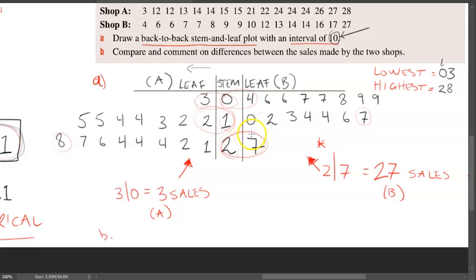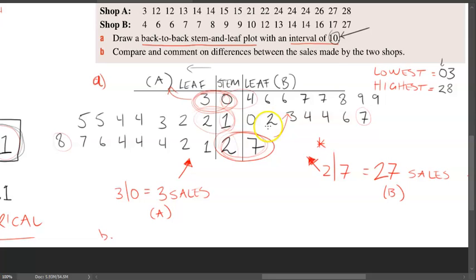You could also talk about the skewness, where both sales are skewed, and that's specifically because of both of them having these outliers, one having a very low sale, shop A, and one having a very high sale, shop B. So you can say that it is skewed, it's not symmetrical. And that's all you have to talk about in regards to the differences between the two.